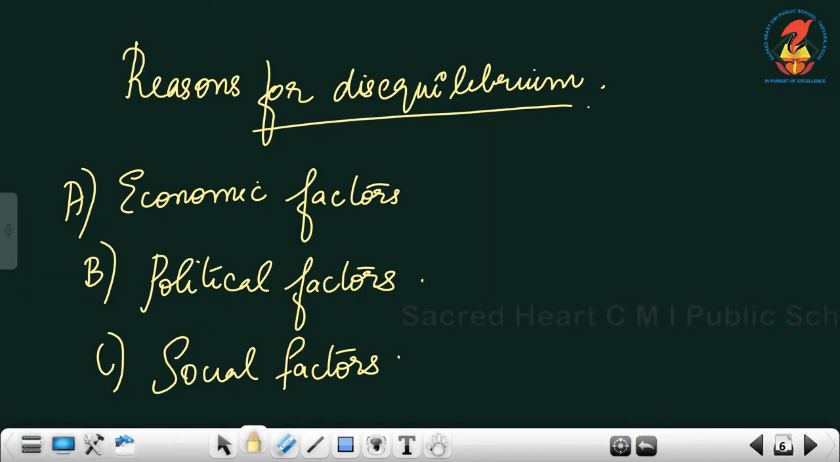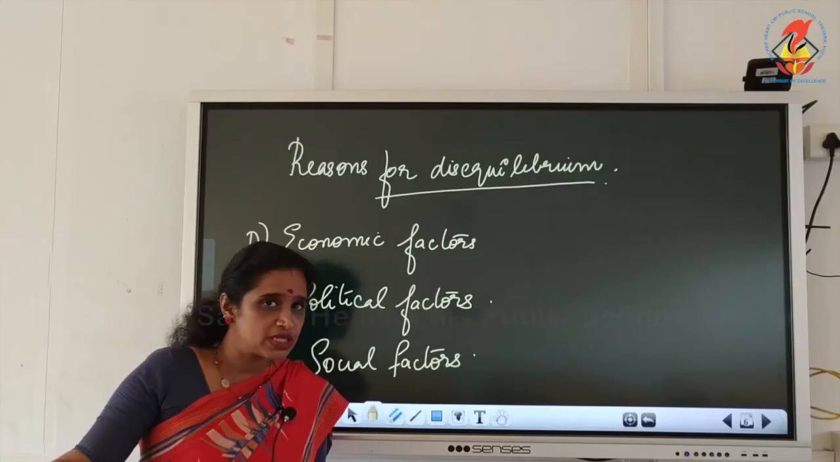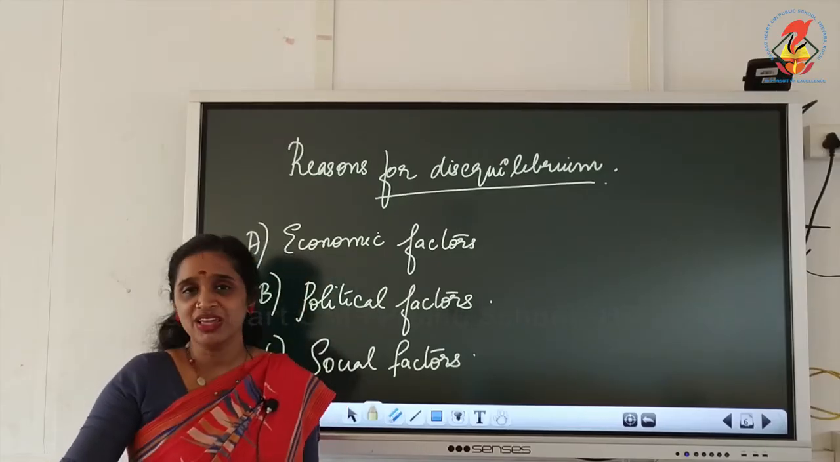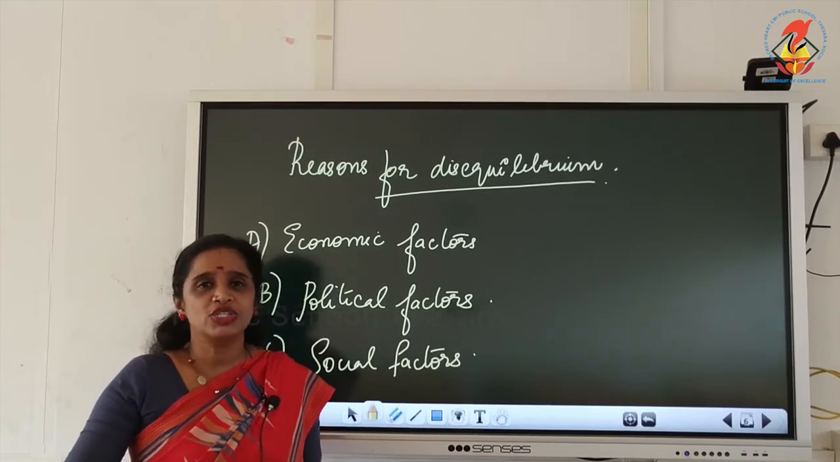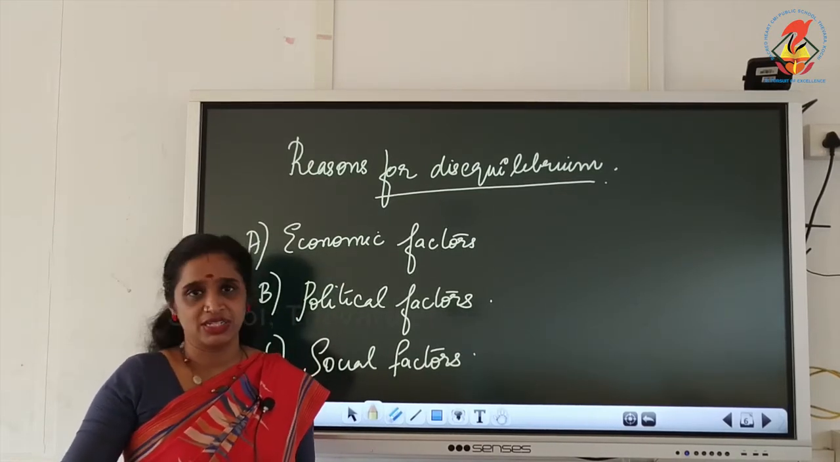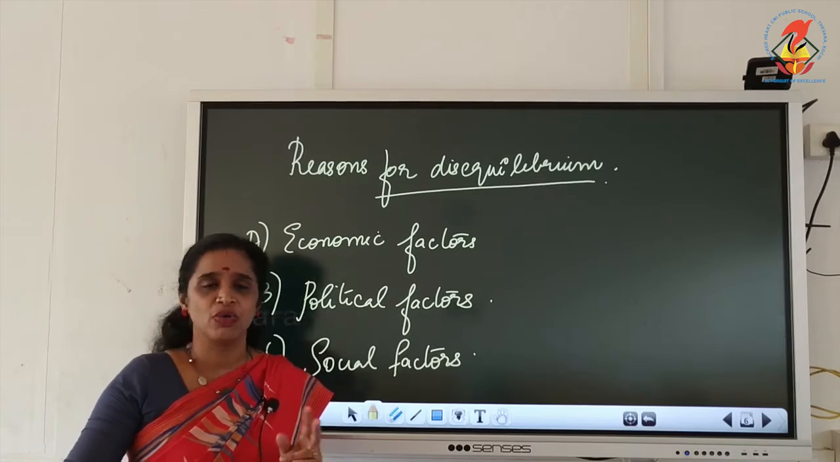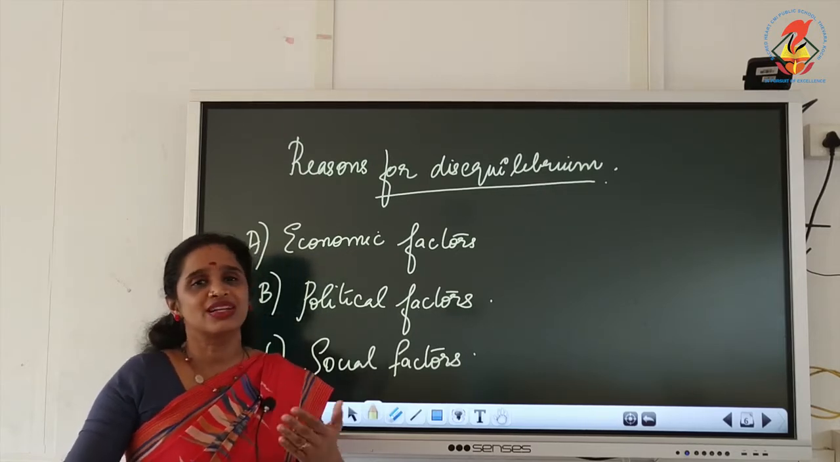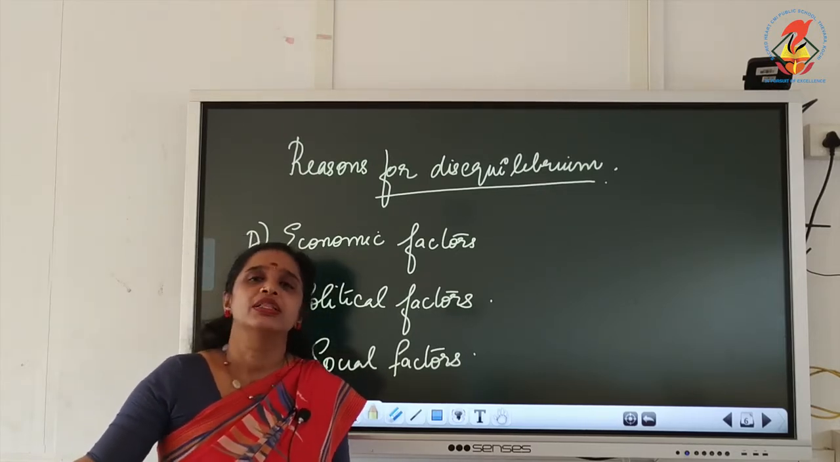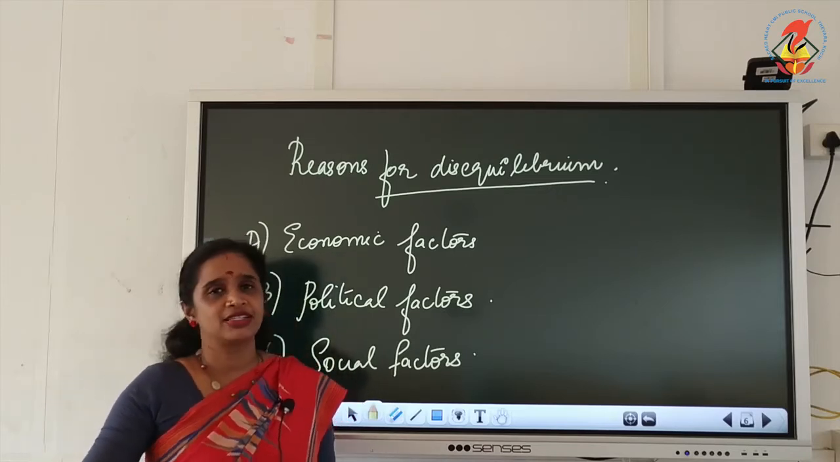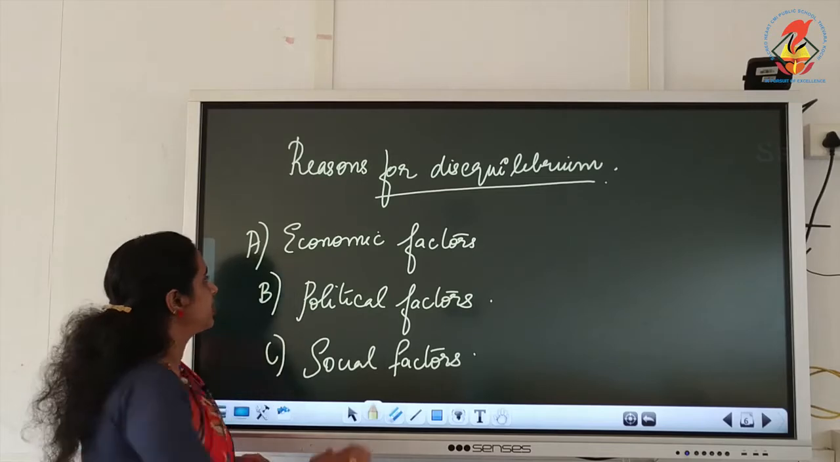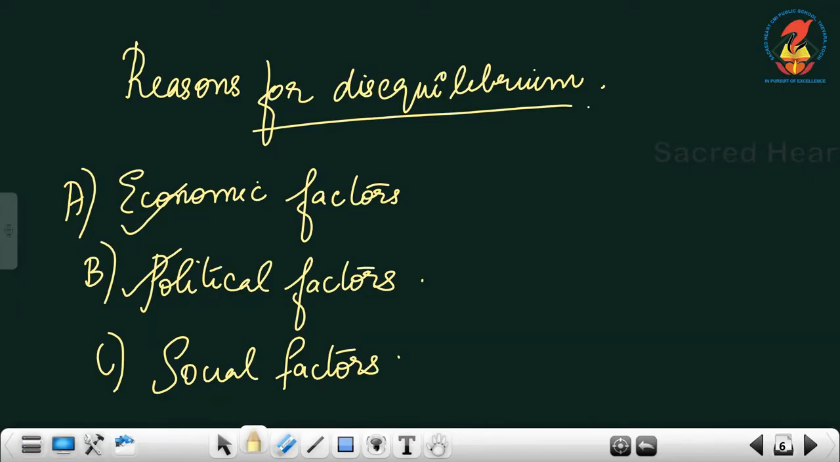So, when we learn about balance of payment disequilibrium, what comes to your mind? Either surplus in the BOP or deficit in the BOP can cause a disequilibrium in the balance of payment. I told you both surplus and deficit are disequilibrium states. So what are the reasons for the disequilibrium in the balance of payment? Mainly, the disequilibrium factors can be divided into three. They are economic factors, political factors and social factors.